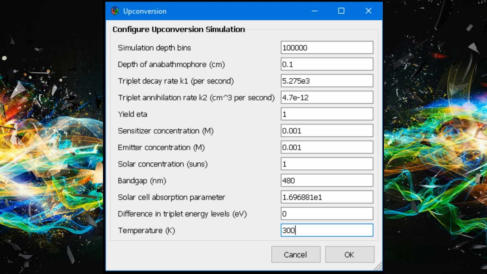The next parameter is the sensitizer concentration, which is in units of moles per liter. The larger the sensitizer concentration, the more efficient your device will be, if everything else is kept equal.